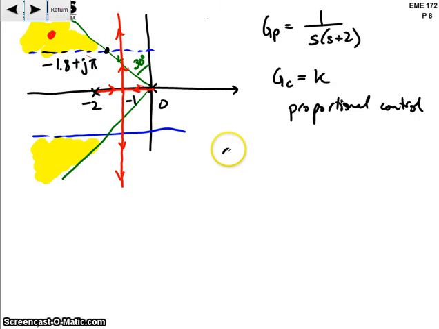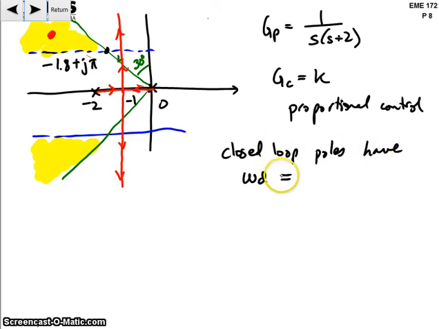So the closed loop poles have omega d equal to pi, right? So then this will make the TP spec, TP of 1 second, when they are here, right? So they would be at this point here and this point here. And we can calculate the damping ratio there, okay?